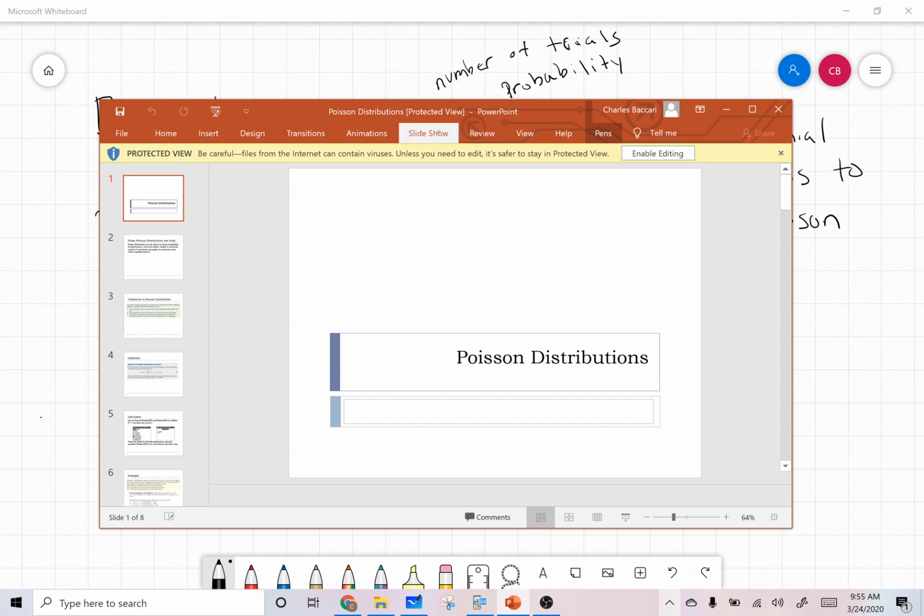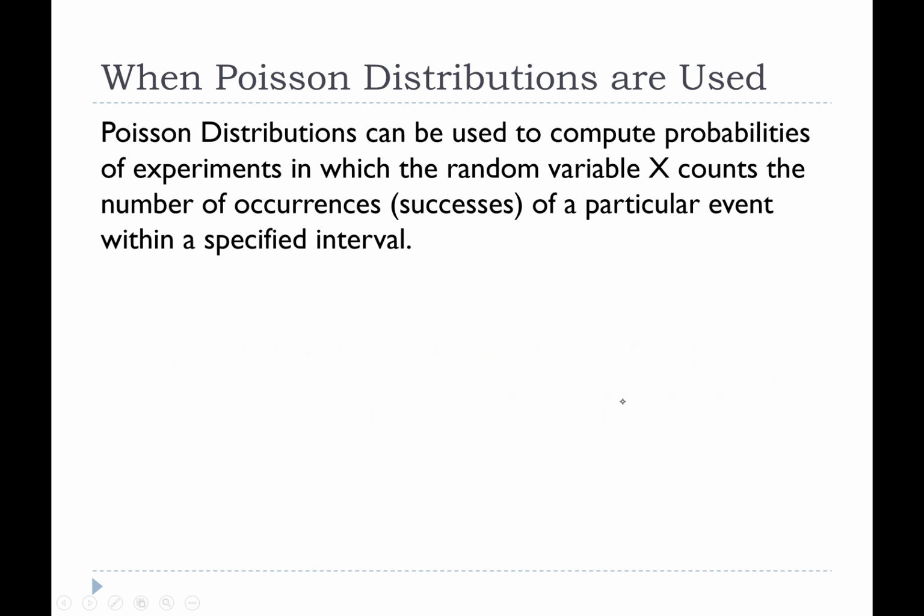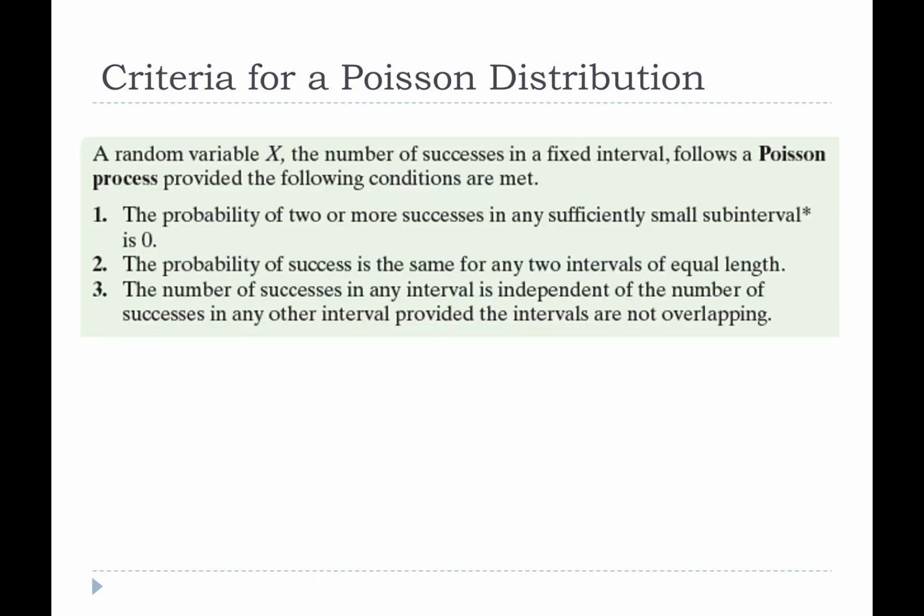With that being said, let's look at these Poisson distributions. So Poisson distribution can be used to compute the probability of experiments in which a random variable x counts the number of occurrences, aka successes, of each particular event within a specified interval. The criteria is the following. So you've got a fixed number of trials, and it follows the process provided the conditions are met.